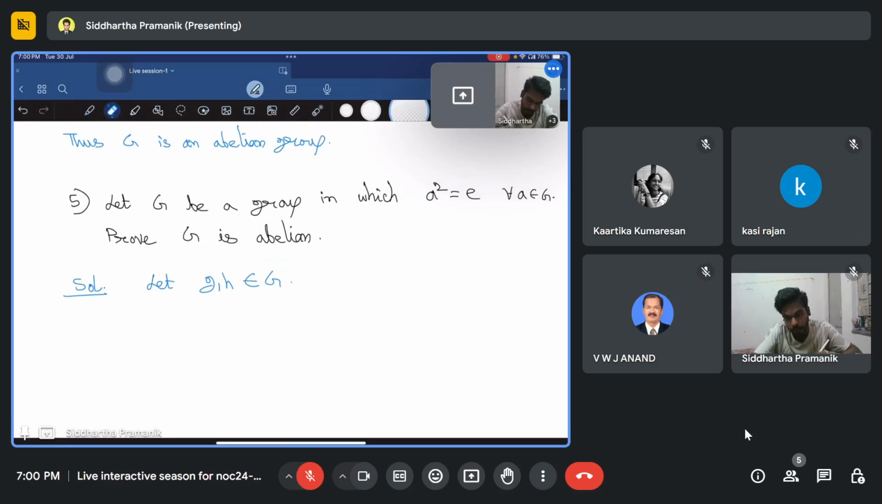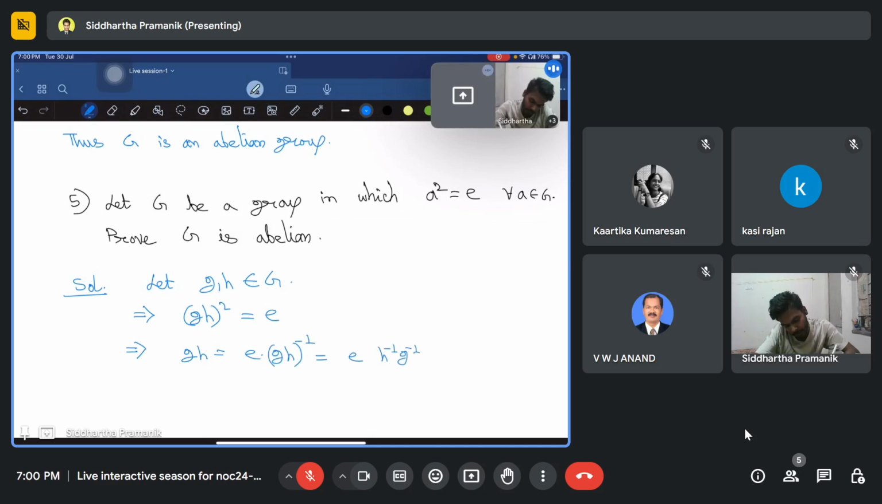Okay, so by the given condition, (gh) squared should be the identity. If we multiply both sides by (gh) inverse, then what happens? Let me write it. e times (gh) inverse, and this is the same as e times h inverse g inverse, and this is the same as h inverse g inverse.